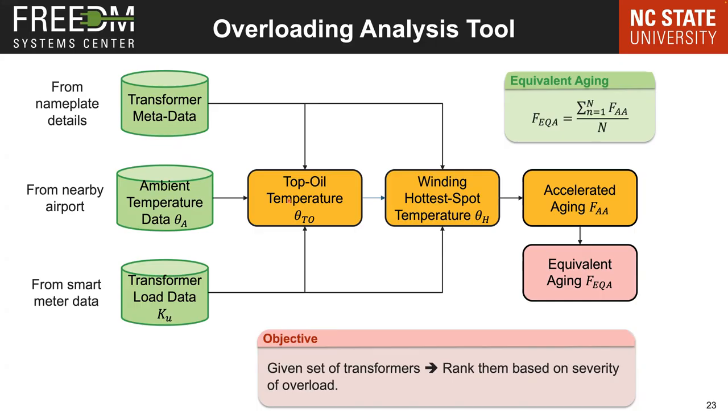So using all this information, we'll build the top oil temperature, and then finally build the hotspot temperature, and come up with the accelerated aging. Now, different transformers can be installed at different timelines, so their service timeline is different. For that case, you want to normalize this accelerated aging based on the life of the transformer. So that is given by equivalent aging. It normalizes the accelerated aging parameter. Now, based on this equivalent aging, we'll rank the transformers based on how severely overloaded they are, because this equivalent aging is going to really translate back to the extreme overloads in the transformer.